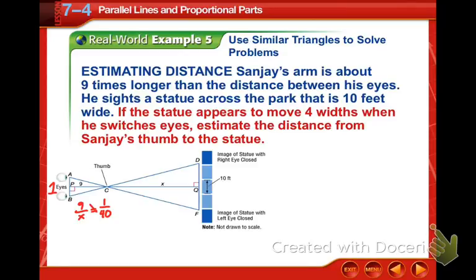So now we're going to cross multiply. And 1 times x is just x. 9 times 40. 9 times 4 is 36. We add the 0, it's 360. Our units are feet.